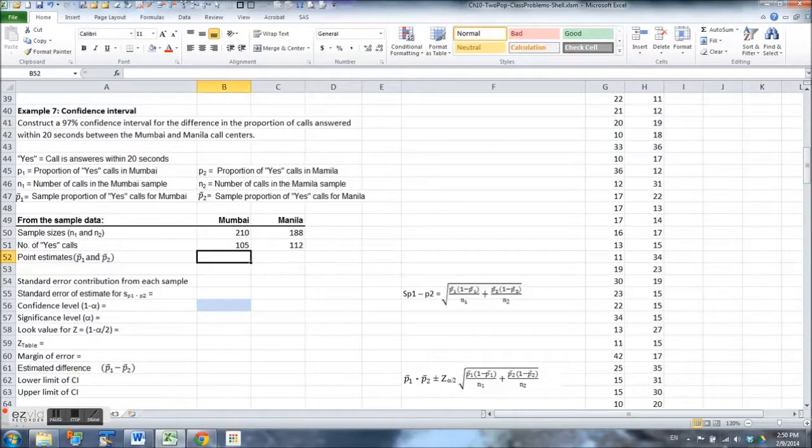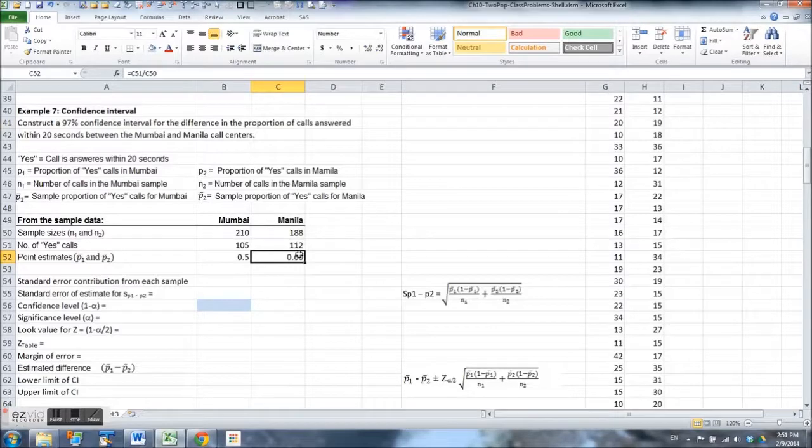Okay, now the sample proportions are the number of S calls divided by the sample size. Okay, copy that and format. So that gives us the P bar sub 1 and P bar sub 2.